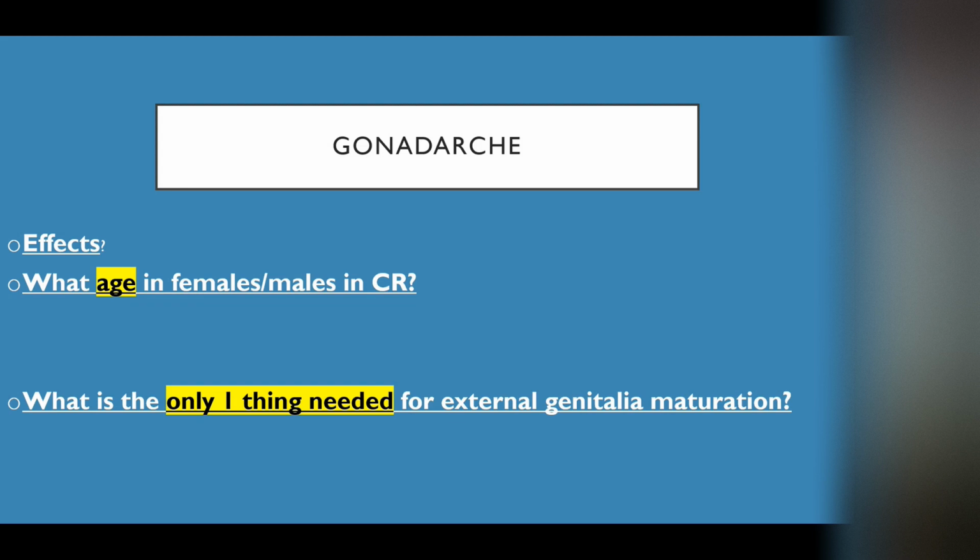What is the one thing needed for external genitalia maturation? Two things needed for male external genitalia maturation, let's say. Androgens: testosterone and dihydrotestosterone. Your androgens are the ones that will determine if you will have female genitals or male genitals. If a woman has a lot of testosterone and dihydrotestosterone, she will have male genitals. If a man doesn't have this, he will have female genitals. So for external, what do you see?